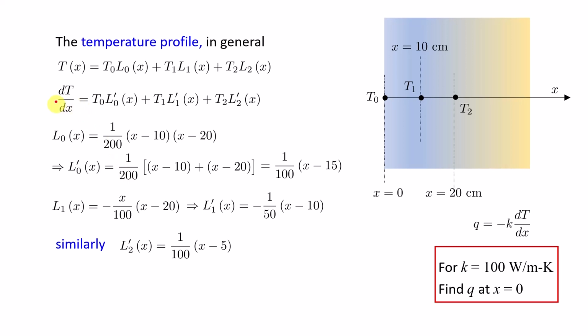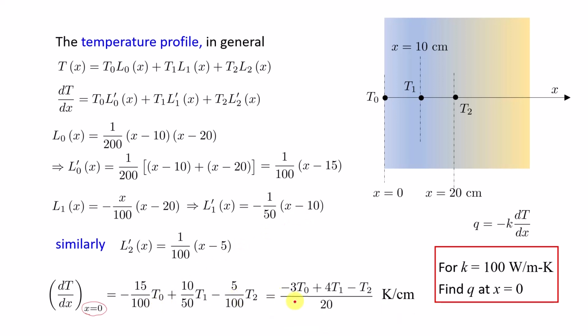Overall, I am now ready to find this dT/dx, and my dT/dx will be minus 15/100 T0 plus 10/50 T1 minus 5/100 T2. What I did is that I put 0 in place of x. I didn't put any value of T0, T1, T2. It's only x equals 0 I have put, so it becomes minus 15. Here I have 10 and here I have minus 5, which gives us the expression minus 3 T0 plus 4 T1 minus T2, divided by 20.